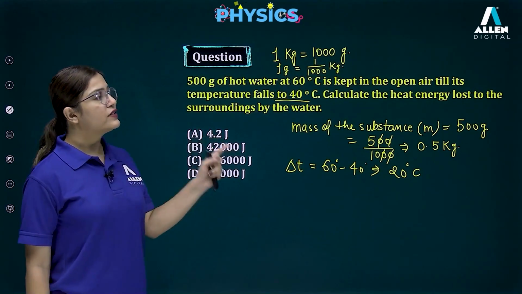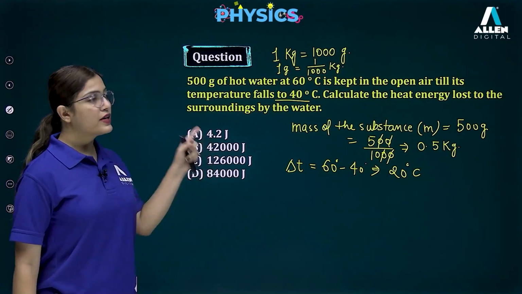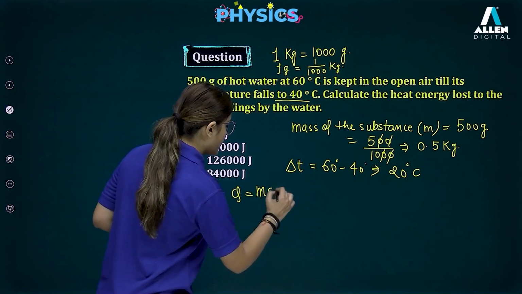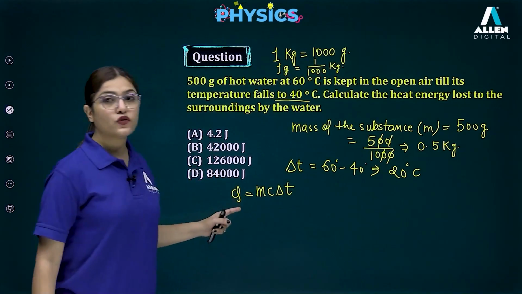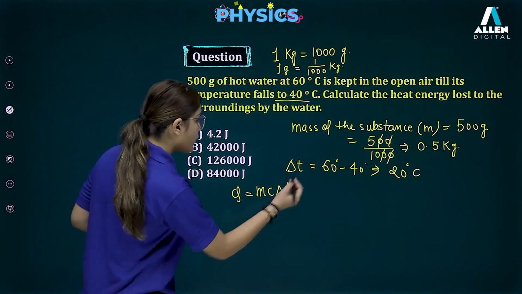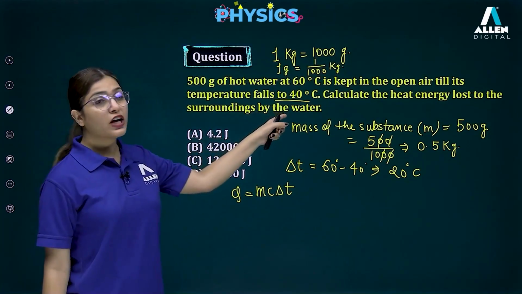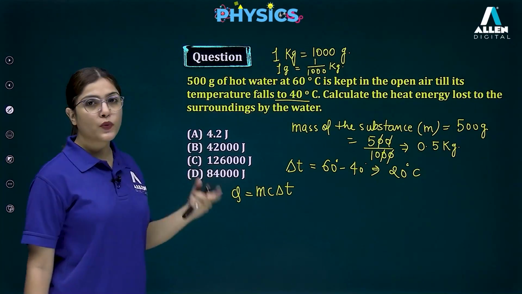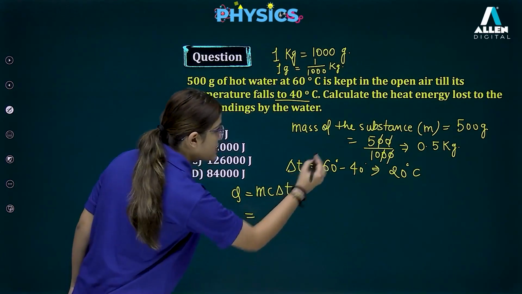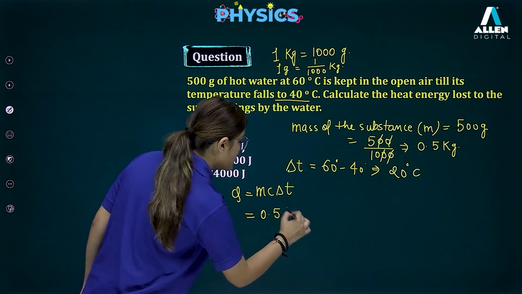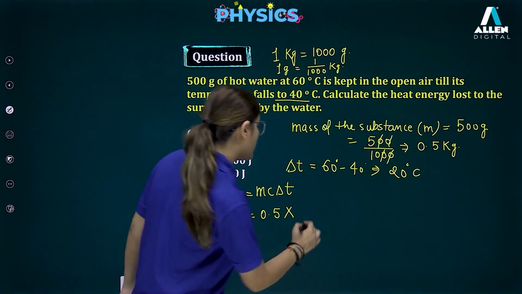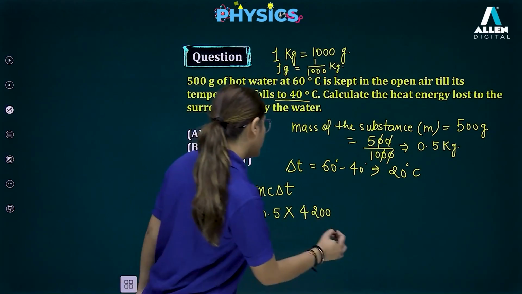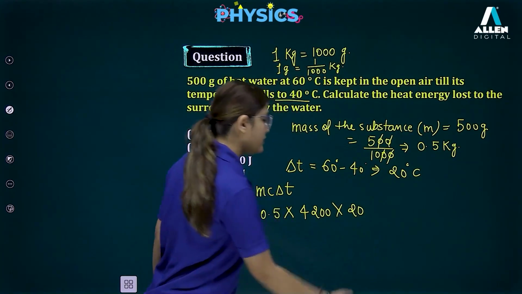Right. Now calculate the heat energy lost to the surroundings by the water. We have the formula Q is equal to mc delta T. We have to find out the value of Q. We all know that here we are talking about the water. So the specific heat of water, it is also very easy when I am writing here. M is equal to 0.5. The specific heat of water, it is 4200. Right. Now delta T, it's 20.